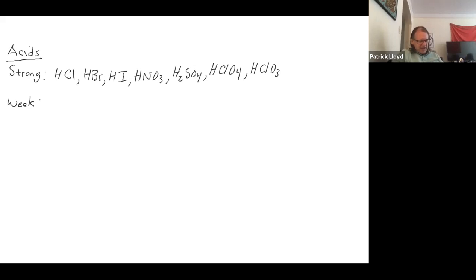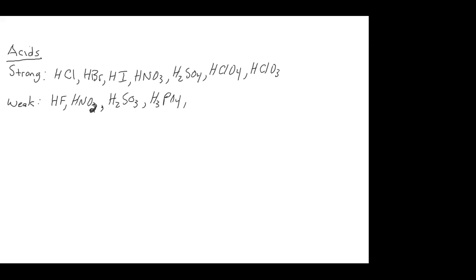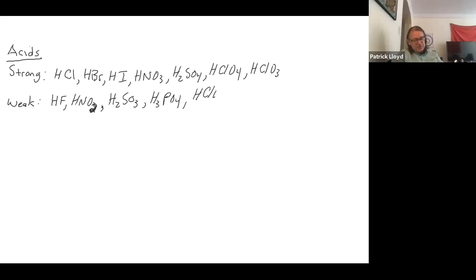So examples of that would be HF, HNO2, not 3, but 2. H2SO3, H3PO4, HClO2, HClO. And we could keep going on and on. There are many more weak acids in nature than there are strong. There actually aren't that many strong acids.